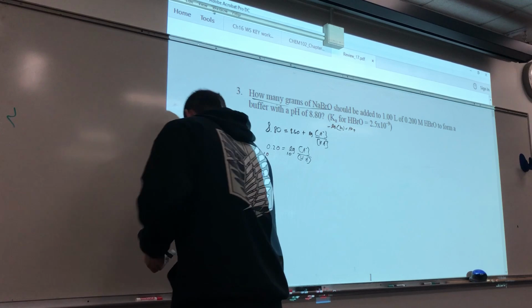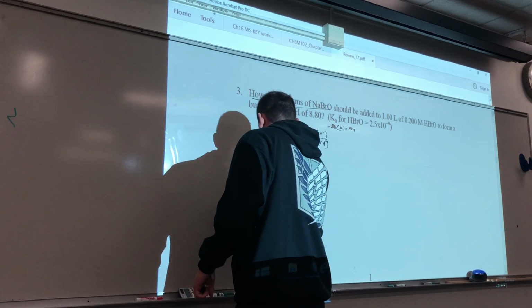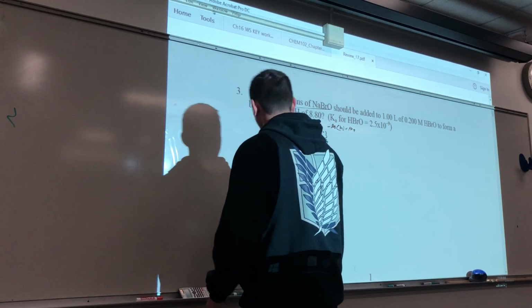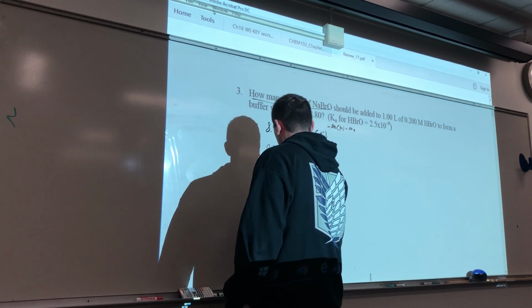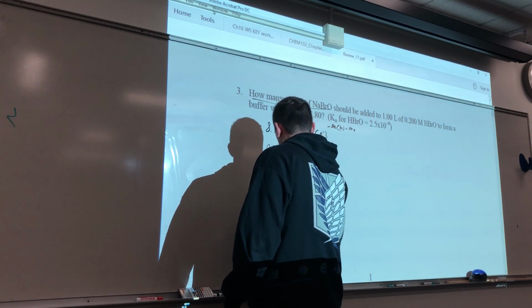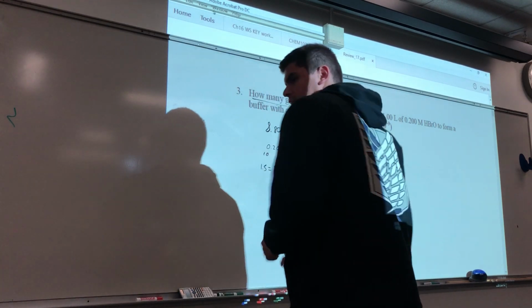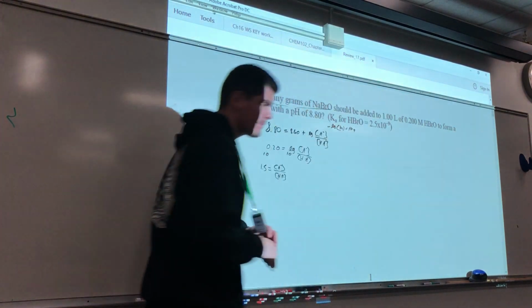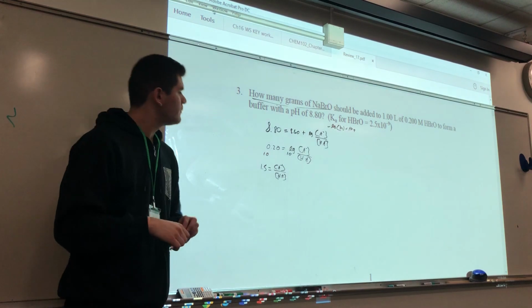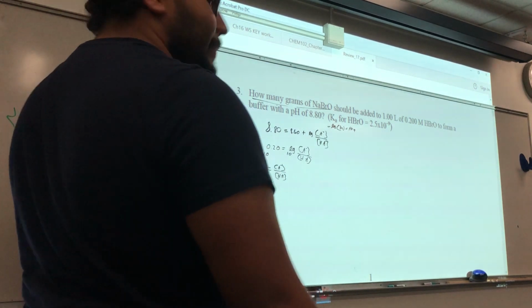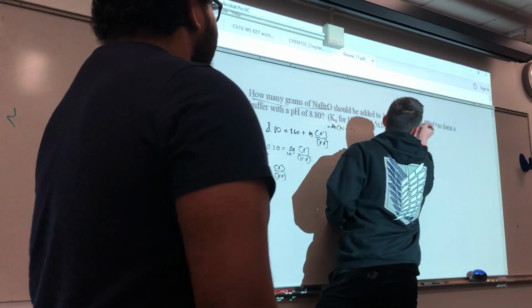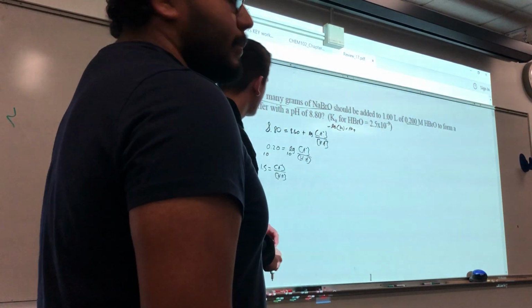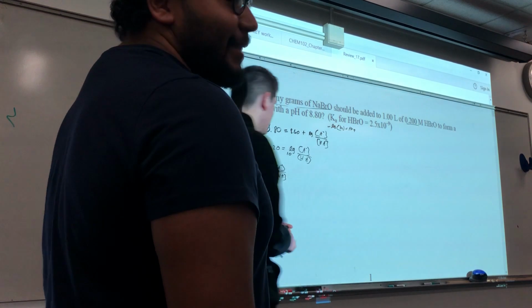This is a good problem. This one's kind of subtle actually. That means we have 1.58 times more base than we do acid, right? So what does that mean? Well, you know what the acid is: 0.2 molar. So you just solve for the base.